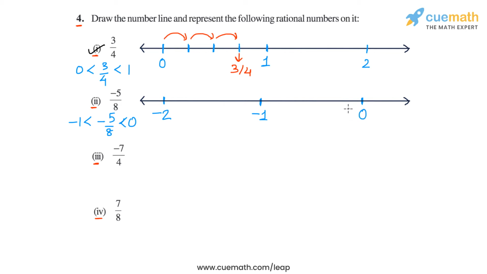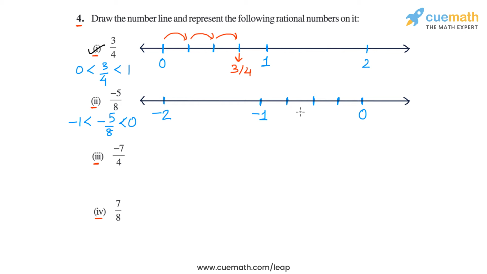Okay, now minus 5 by 8 will lie in the interval between minus 1 and 0. So to plot minus 5 by 8, let's divide this interval into 8 equal parts. And once again, to do this somewhat accurately, let's use the trick I described earlier. First, divide the interval into 2 equal parts by making the midpoint of minus 1 and 0. Then divide each half into 2 equal parts again, like this and this. Splitting an interval into half is easy, so that's why I'm doing it this way.